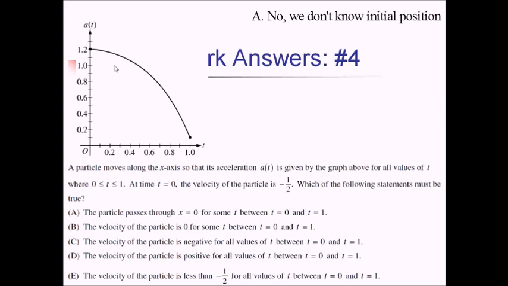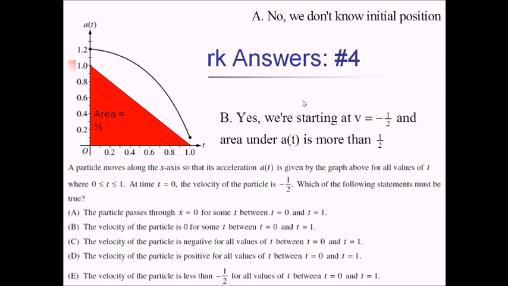Well, looking at the area under this curve, we don't know the exact formula for this kind of curvy shape here, but we can draw a triangle that's less than that from here down to here. And this triangle has an area of 1/2 base of 1 times a height of 1, so an area of 1/2. And clearly, we have more empty space underneath the curve. So because we're starting at velocity negative 1/2 and the area under our acceleration curve is more than 1/2, we can say yes, velocity of particle is going to have to be 0 somewhere in between time 0 and 1.